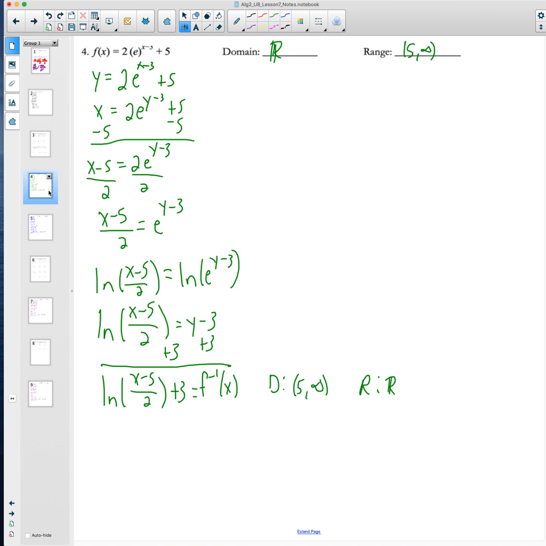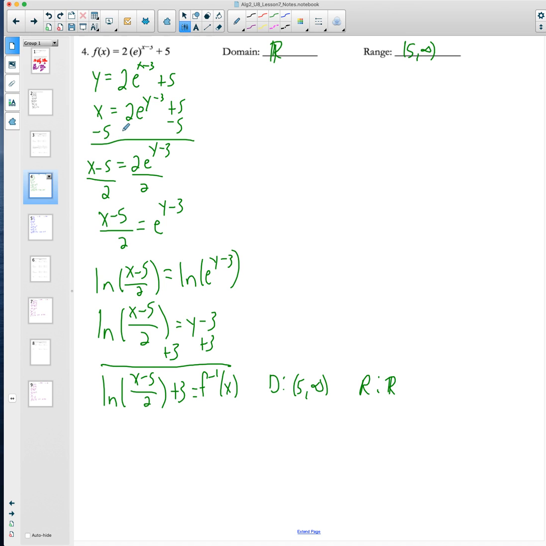All right, so let's take a look at number 4 here. And I just wrote everything out here. Okay, so let's start with our domain. We know the domain for every logarithm is all real numbers. And then our range in this case would be 5 to infinity. So I flip our x and y. So I get x equals 2 e to the y minus 3 plus 5. So our first step would be to subtract 5 from both sides.